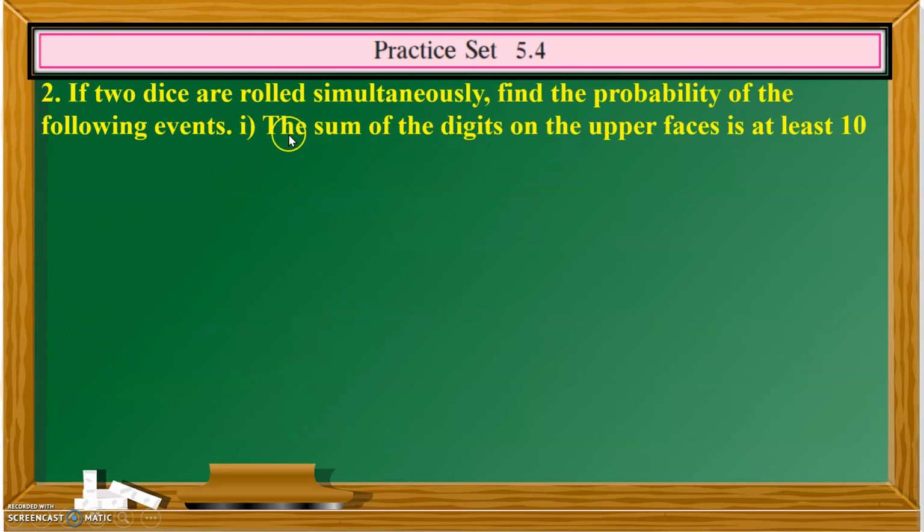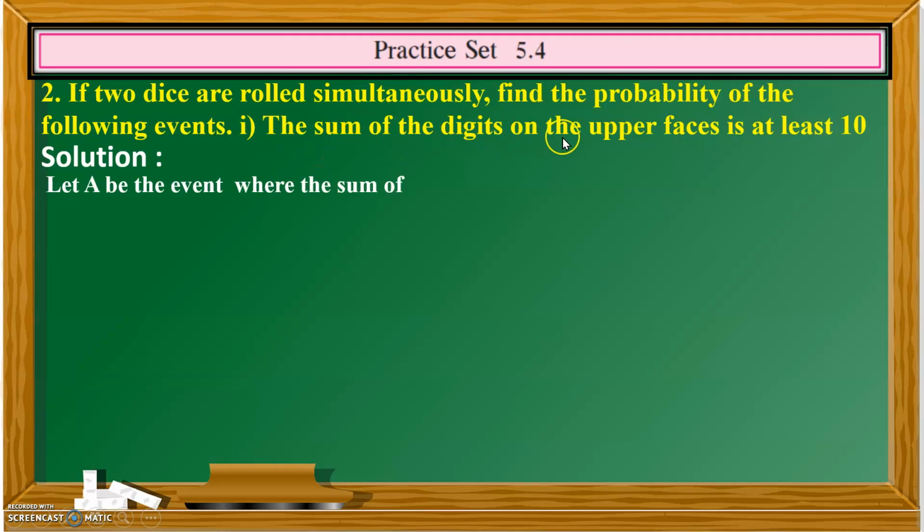This is the question. Now here the name of the event is not mentioned. It's only described. So we'll have to give it a name. So we start with the solution. Let A be the event where the sum of the digits on the upper faces is at least 10. You have to copy this part.